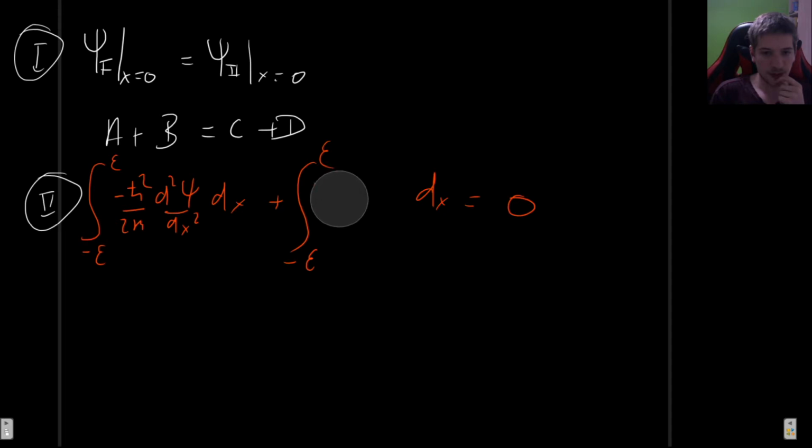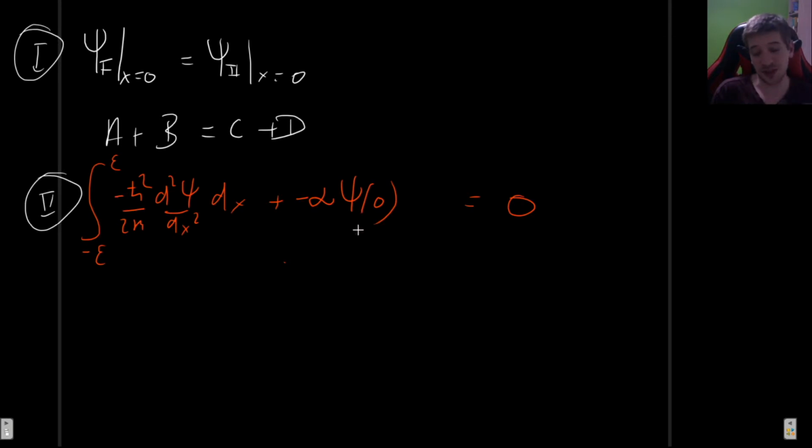What is our potential? Our potential is minus alpha delta of x, times psi of x. When we integrate this delta function, all that survives is the value where the delta is not 0, which is at 0. So this will just be minus alpha times psi of 0, which is the same as what we got in the previous video. Now let us solve for this. This integral is just going to be the first derivative evaluated between minus epsilon and epsilon.